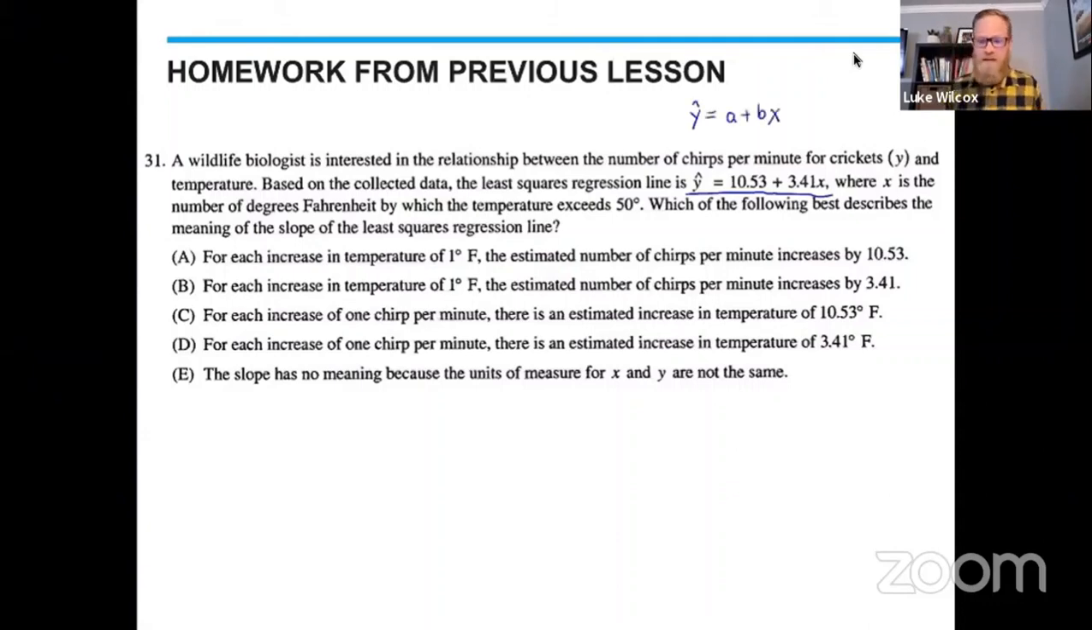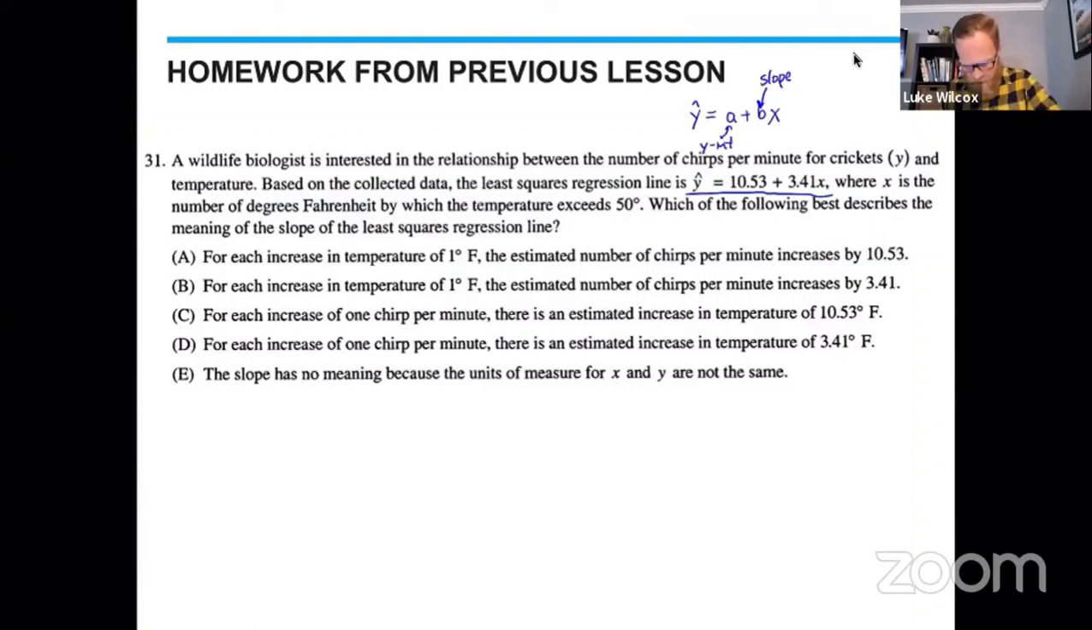Anytime you have a line of best fit, typically we're going to call that a plus bx. And the important things to remember is that the b value is the slope and the a value is the y-intercept.